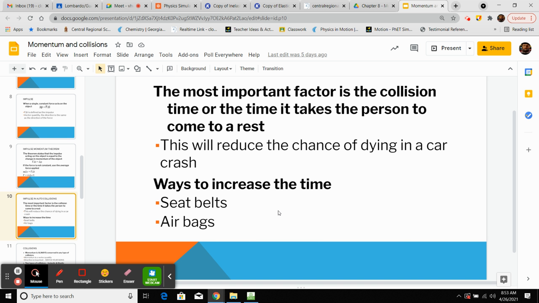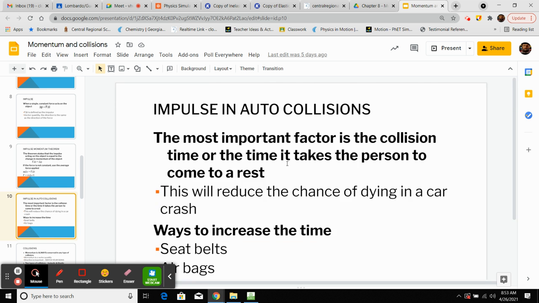So the most important factor in a collision is going to be the time. More specifically, the time it takes to come to rest. This will reduce your chances of getting severely injured or dying in a car. So do we want to increase the time of impact, or do we want to decrease the time? Increase, because the more time you have, the better your chance of survival.